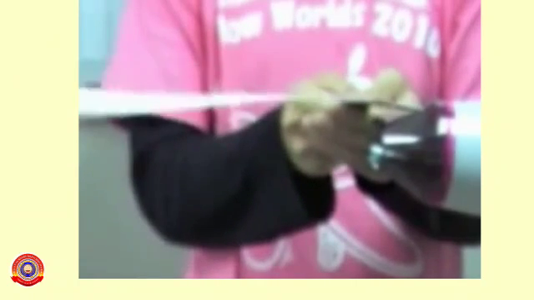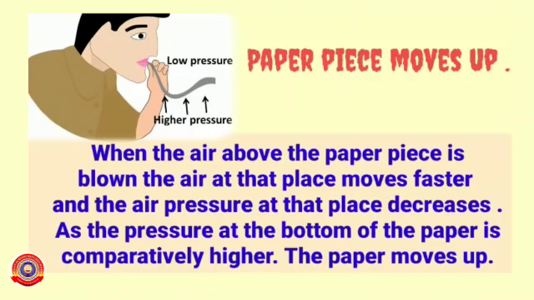When the air above the paper piece is blown, the air at that place moves faster and the air pressure at that place decreases. As the pressure at the bottom of the paper is comparatively higher, this moves up the paper. Next one.